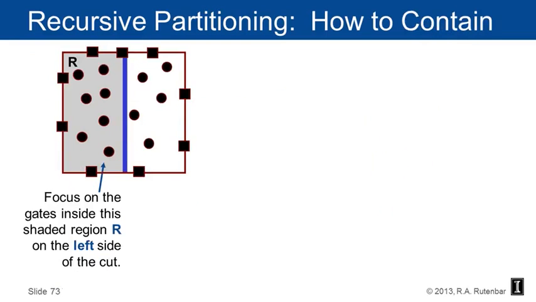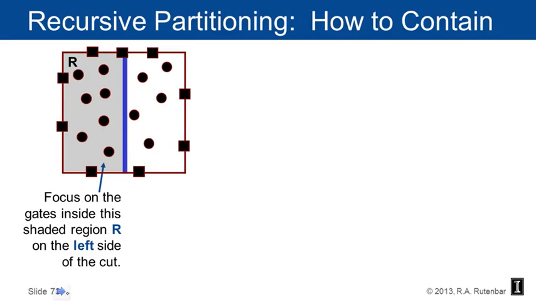Now we've got this thing that I'm calling the containment problem. So you've now decided which gates go on the left, and so I'm drawing the left part of the chip as a gray box. And I'm saying, let's focus on the gates inside this shaded region R on the left-hand side of the cut. I need to formulate a new quadratic placement problem to properly locate those gates in a region that's now the same height as the original QP problem, but half the width. And the new problem is, I want to solve a quadratic placement problem, and I want all the gates to stay there on the left-hand side.